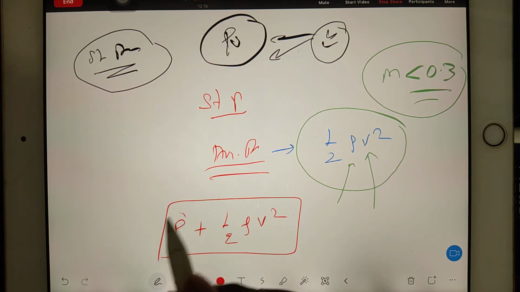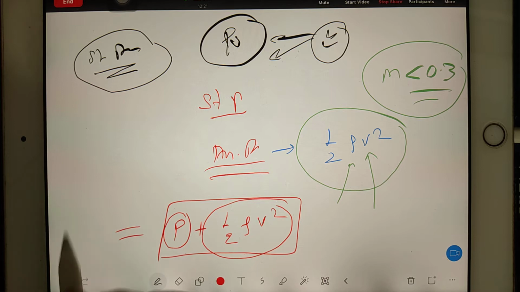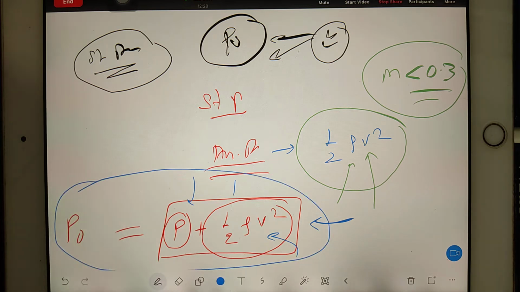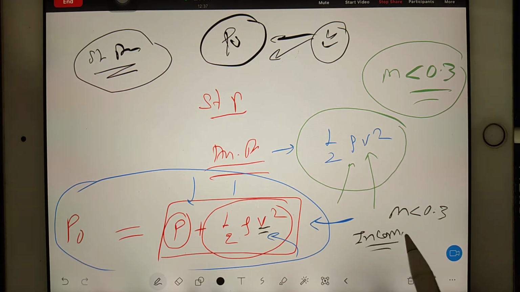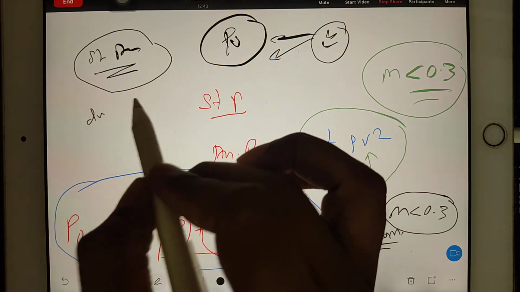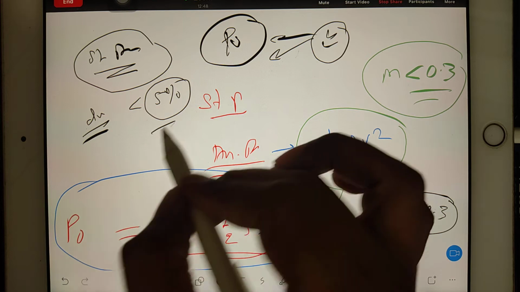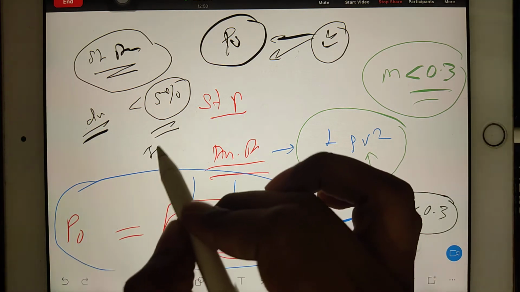These two pressures, this is static pressure, this is dynamic pressure, will give you total pressure P naught. So this equation that I am writing here is valid only when your Mach number is less than 0.3, or you can say when the flow must be incompressible flow. And flow is incompressible when Mach number is less than 0.3, or when the change in density is less than 5%.